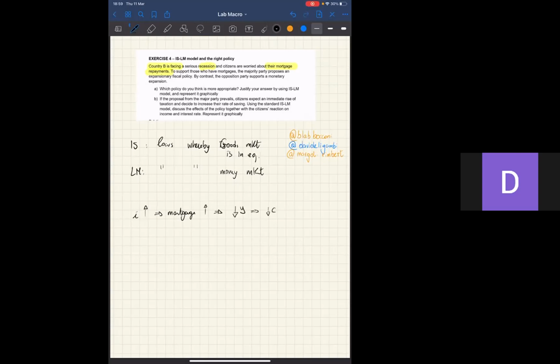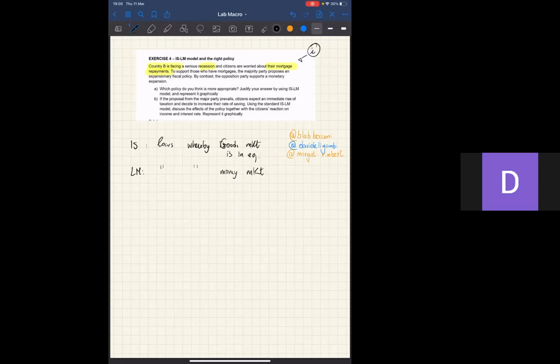And there is all of the effect that you have seen with your professors related to the multiplier, and how this very little effect at the beginning starts to ripple throughout the economy. But this is basically the key point in this problem, which I kind of spoiled for you. So what we have to remember here is that interest rates are going to matter. And to support those who have mortgages, the majority party is proposing an expansionary fiscal policy. On the other hand, the opposition party is supporting a monetary expansion. So we have two questions here.